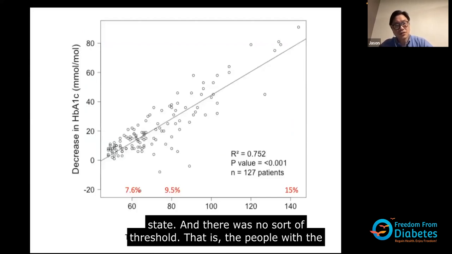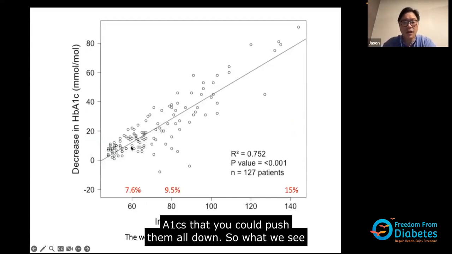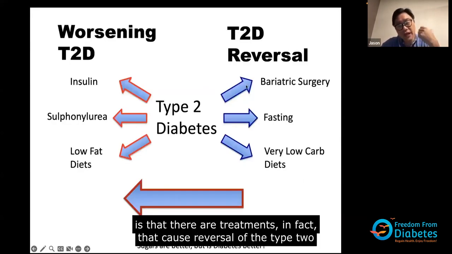And there was no sort of threshold. That is, the people with the highest A1Cs benefited just as much as the people with the lowest A1Cs, that you could push them all down. So what we see is that there are treatments, in fact, that cause reversal of type 2 diabetes.